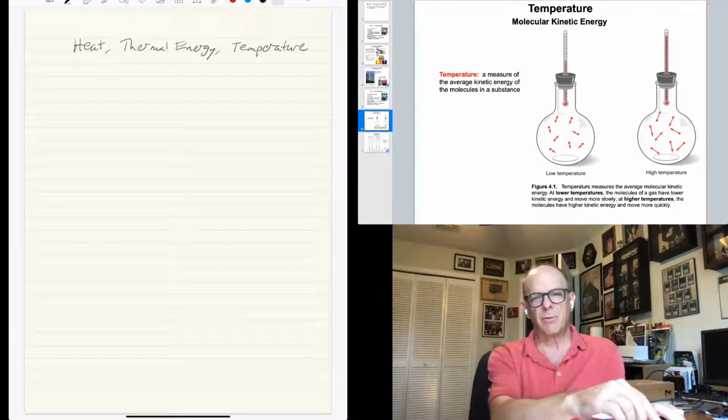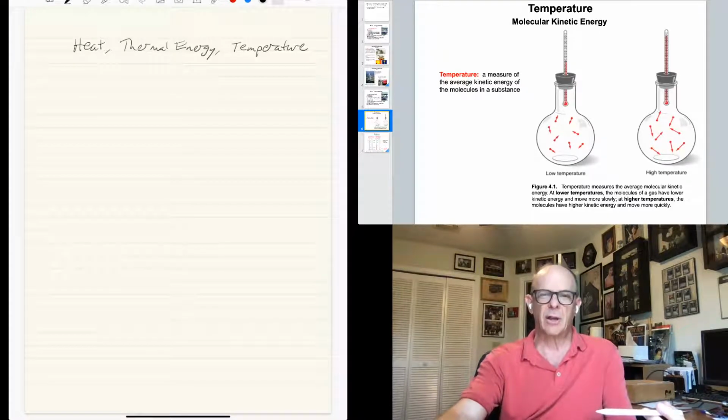So the picture here, figure 4.1, just illustrates in low temperature, the little atoms here are moving slowly, indicated by the short red arrows. And if they are hotter, indicated by a higher temperature on the thermometer, they're moving more rapidly, but notice that they're moving in random directions.